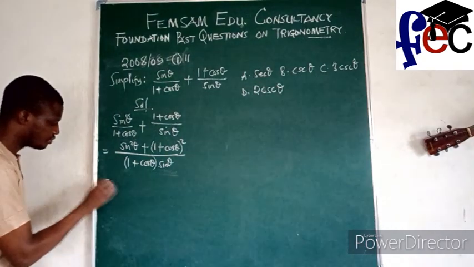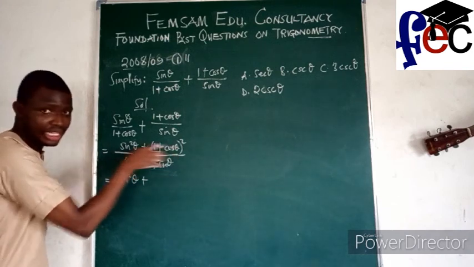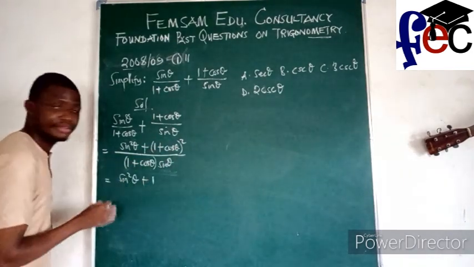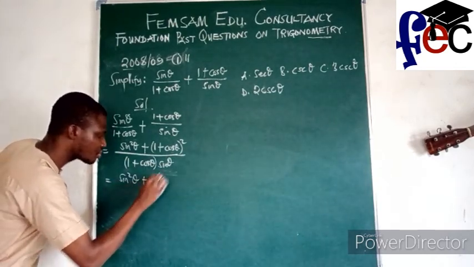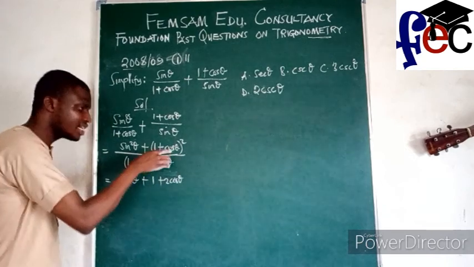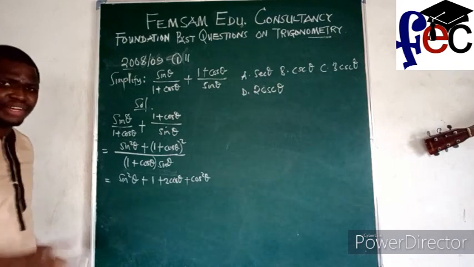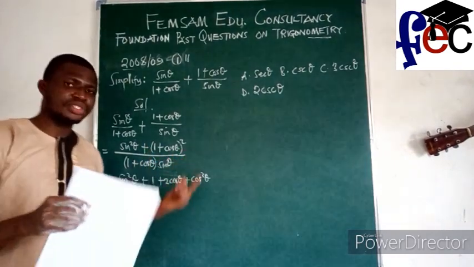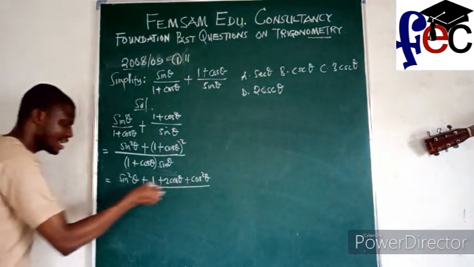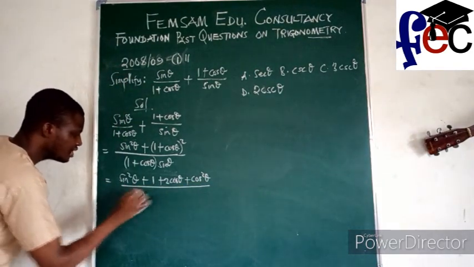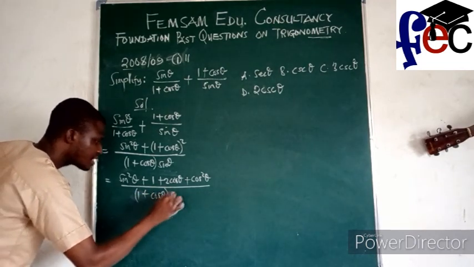This will become sine square theta plus, can you see this now? Square 1, I have 1. Multiply 1 by cos theta, you have cos theta. Multiply by 2, that will give me plus 2 cos theta. Then square cos theta, that will give me cos square theta. That's a fast way, instead of me saying 1 plus cos theta times 1 plus cos theta. You understand that? So this is divided by 1 plus cos theta times sine theta.